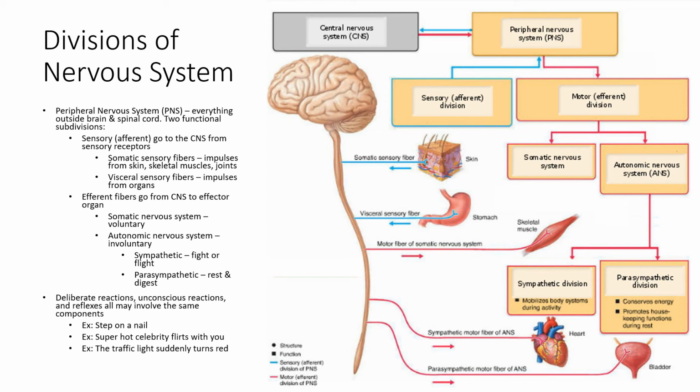Oftentimes, both the somatic and the autonomic nervous systems are also stimulated. You always have a little bit of both of these going on all the time with most of your body structures. But if you start to go into panicky fight or flight mode, your sympathetic nervous system is going to ramp up activity and basically outweigh parasympathetic influence so that you don't really see any of the parasympathetic stuff happen. It's going to be overshadowed by sympathetic reactions.